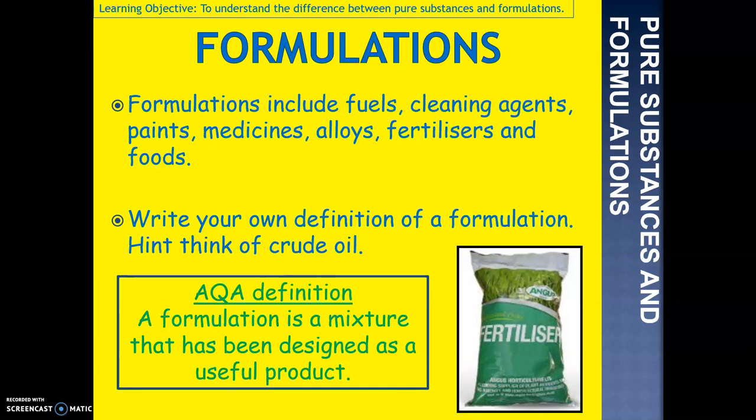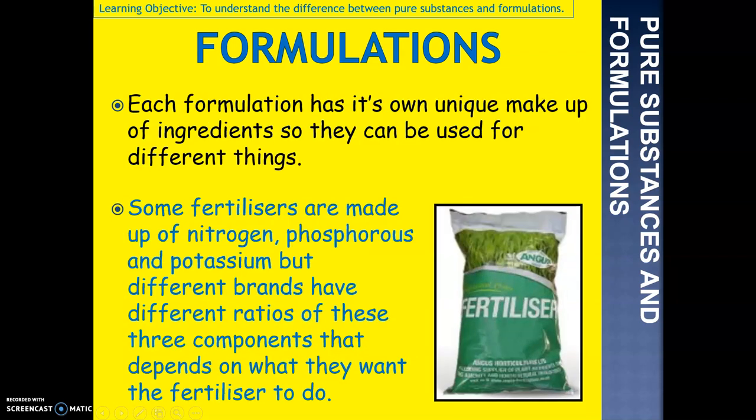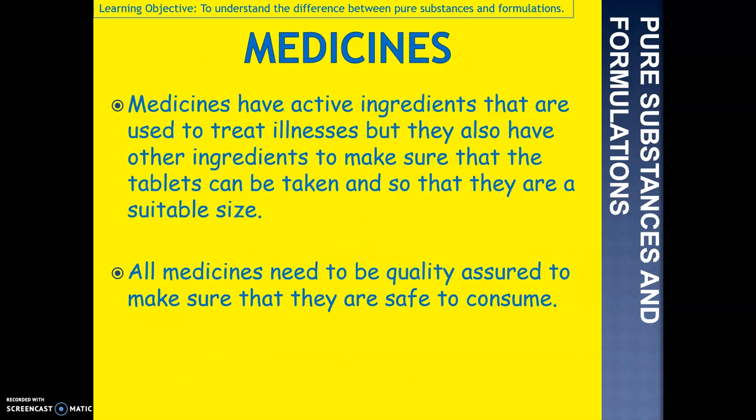Now, a useful product could be defined as fertilizers, in particular because they're made up of nitrogen, phosphorus and potassium to help plant growth, or medicines with active ingredients that are used to treat illnesses, in particular relevant these days with the coronavirus vaccine that's been rolled out this year. And they also need to be quality assured, so all medicines need to be quality assured to make sure they are safe to consume.